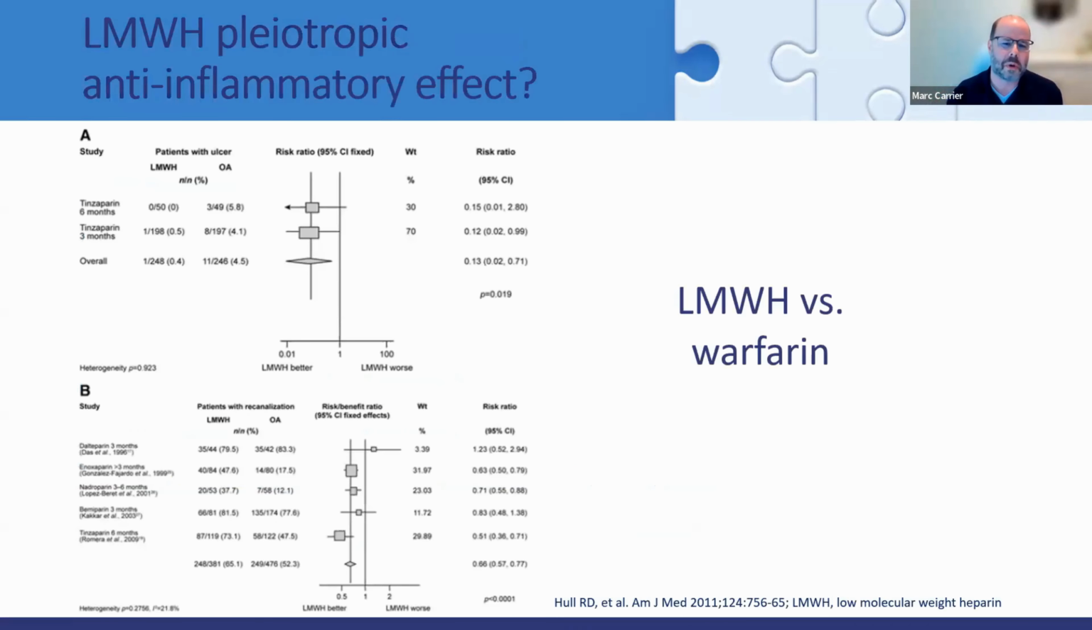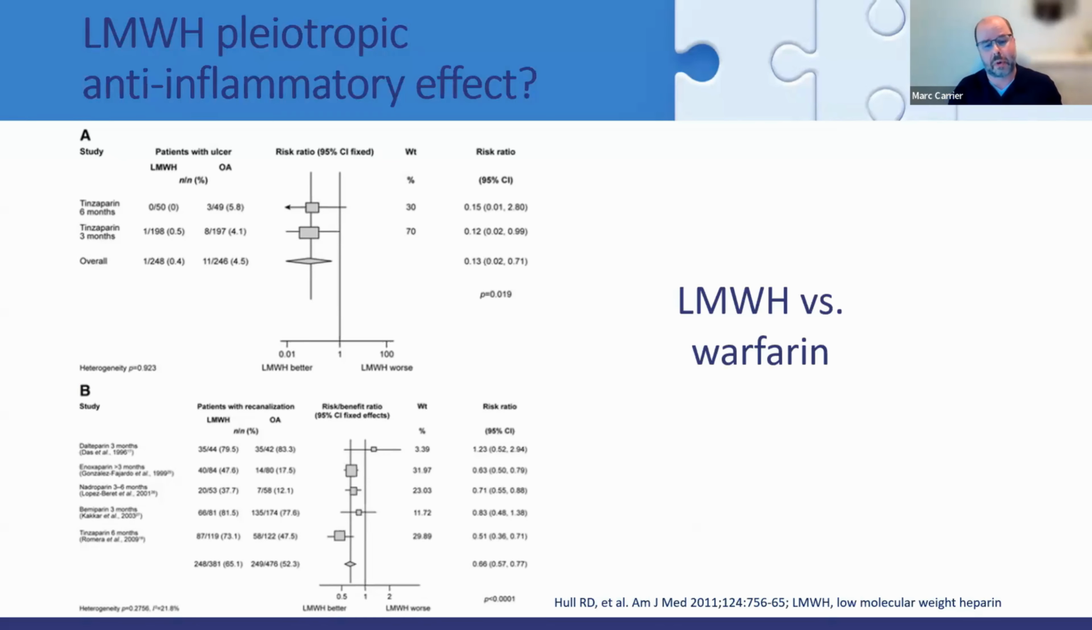We're going to look at old data, of course, because there's no recent data, but this is a systematic review and meta-analysis that was done back in 2011 by Russell Hall and colleagues from Calgary. You can see here on the top comparing low molecular weight heparin, specifically tinzaparin, versus vitamin K antagonist or warfarin. And at the bottom forest plot, you're seeing the different low molecular weight heparins compared to vitamin K antagonist. It seems to show a lower venous ulcer incidence with low molecular weight heparin, a trend towards decreased risk of self-reported post-thrombotic syndrome compared to vitamin K antagonist, and certainly better recanalization with low molecular weight heparin.